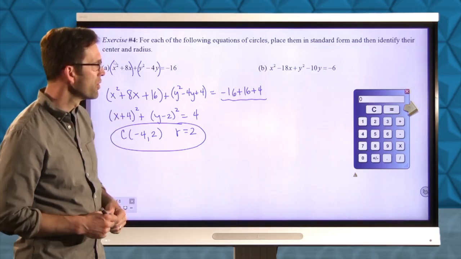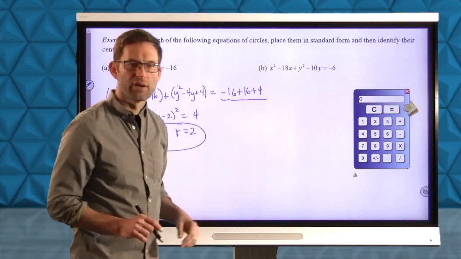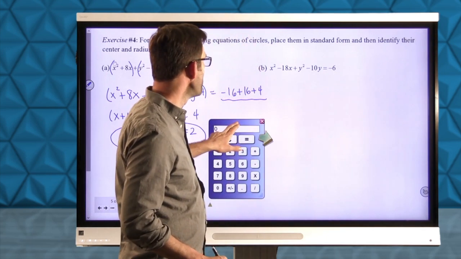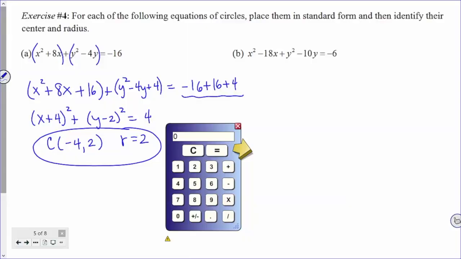All right, let's go through it. I've got my handy dandy little calculator here just in case we needed to do some of the calculations. I'm going to move it over here though just for the moment. Let's take a look at letter B. We've got x squared minus 18x as one grouping, y squared minus 10y as another grouping. Let's do it. That negative 18x, we take half of negative 18, and that's 9. We square it, and we get 81. We'll put that 81 on the other side in just a second.